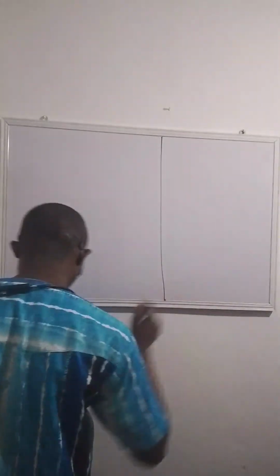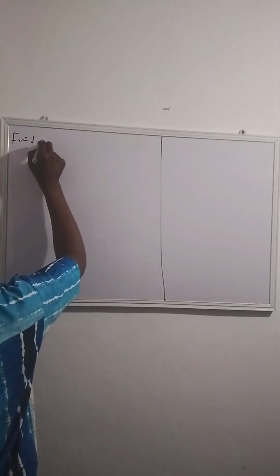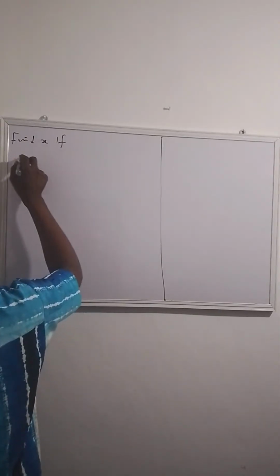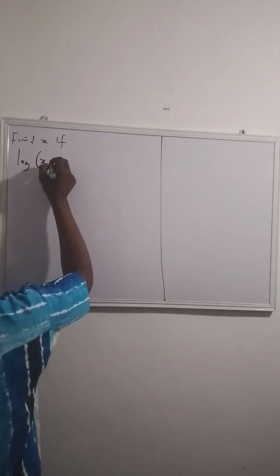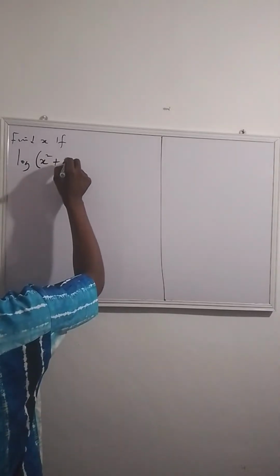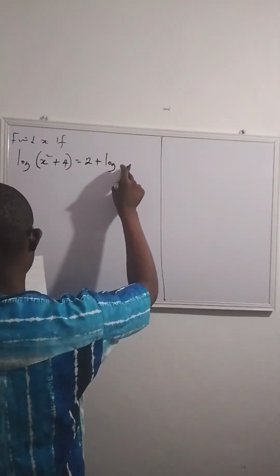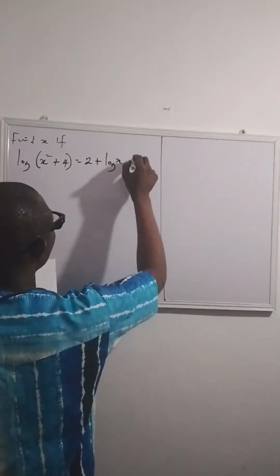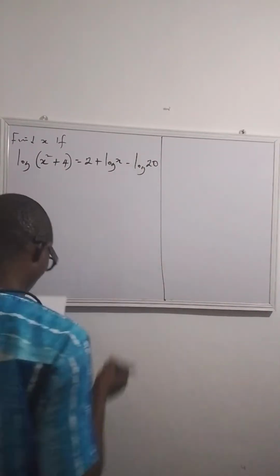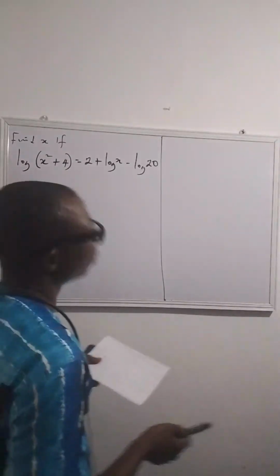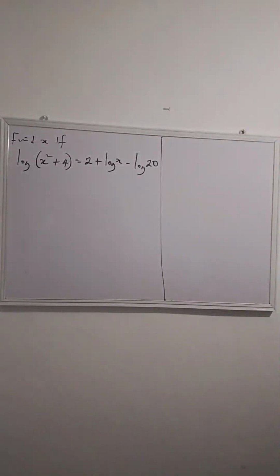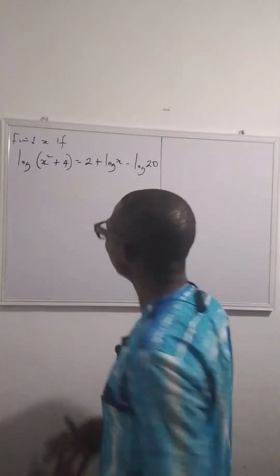Okay, we have: find x if log of (x squared plus 4) equals 2 plus log of x minus log 20. Okay, so that is what we have to do. We have to find x. So how are we going to do this?